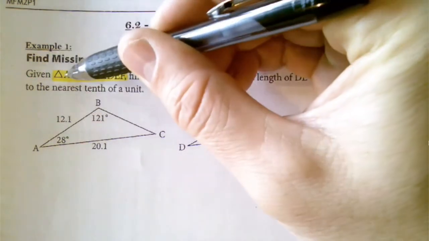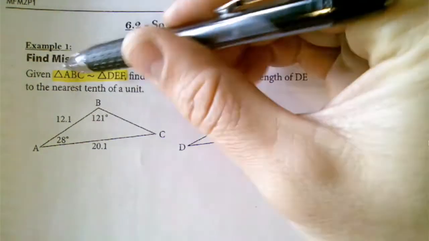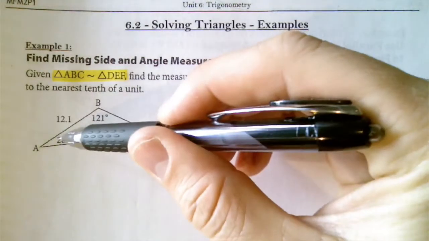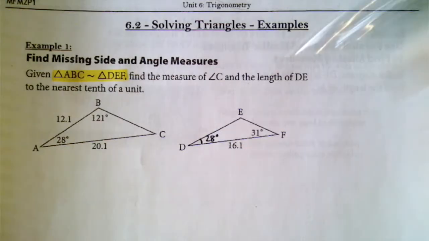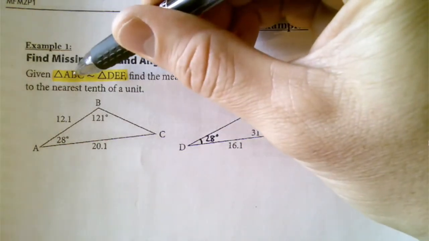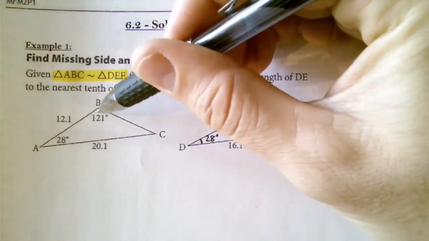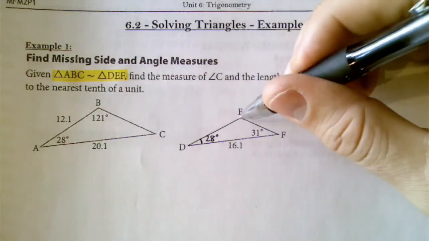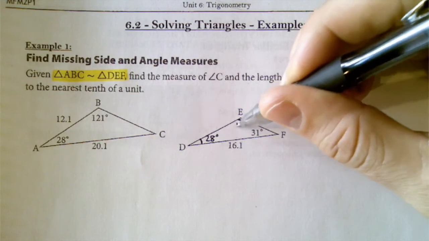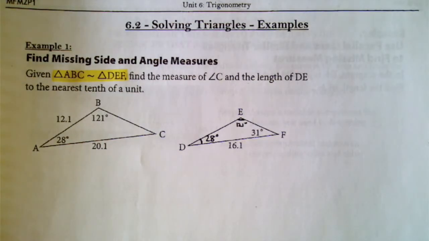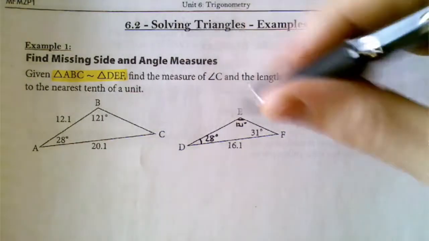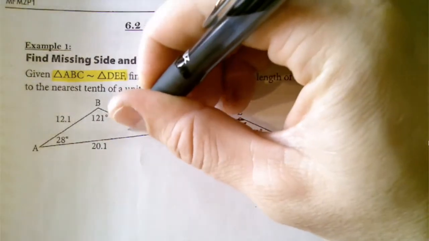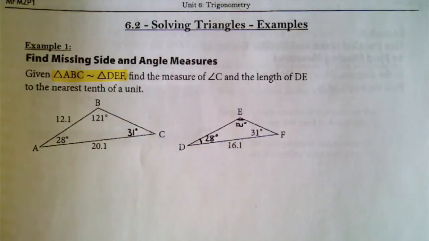So angle A should match angle D because it's the first letter in each triangle name. So we've got angle A and angle D. Angle D is 28 degrees. Angle B should be the same as angle E. Angle B is 121, so angle E should also be 121. And lastly, angle C, which we don't know, should be the same as angle F because it's the last letter. Angle F is 31, so that means angle C is 31 degrees. So there we go. We just solved the first part by matching up the sides.